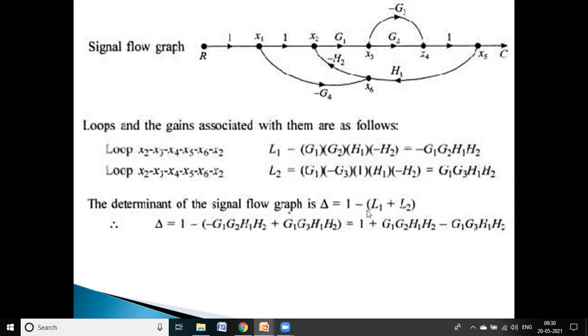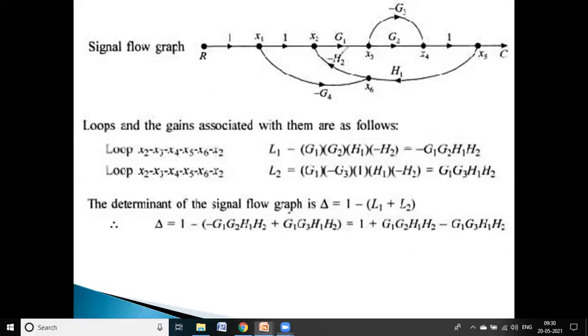Delta is equal to 1 minus individual loops plus 2 non-touching loops minus 3 non-touching loops. That is the formula. So first, just delta is 1 minus the individual loops written down. You will get the delta value, the determinant of the graph. Now again, we have to find out delta 1, delta 2, delta 3, delta 4. Because there are 4 forward paths, that's why we have to find out delta 1, delta 2, delta 3, and delta 4.